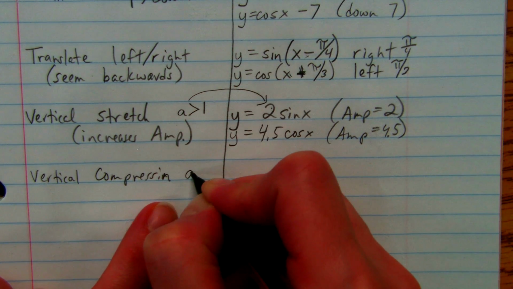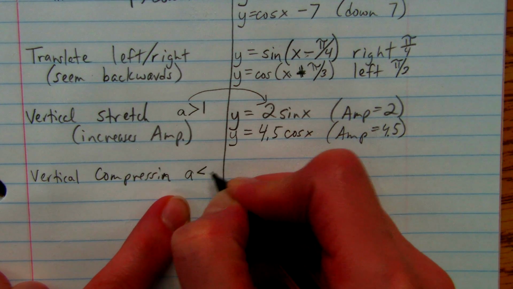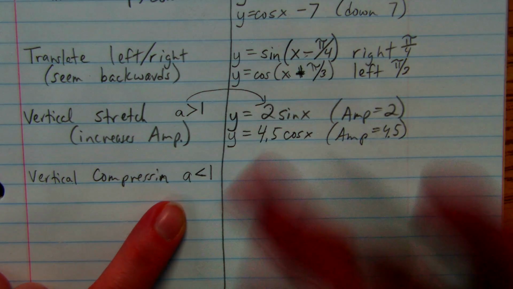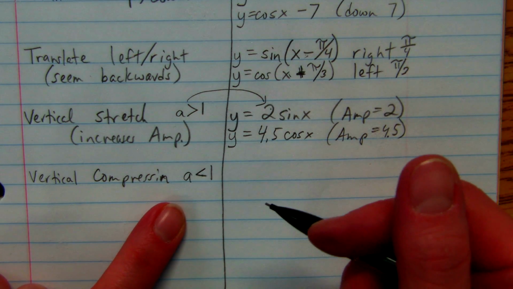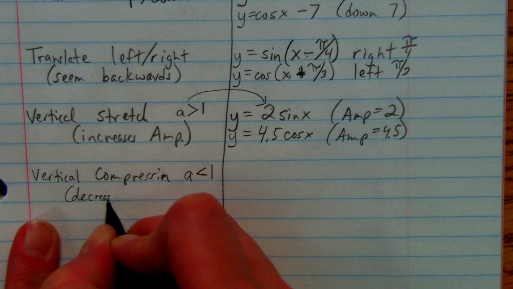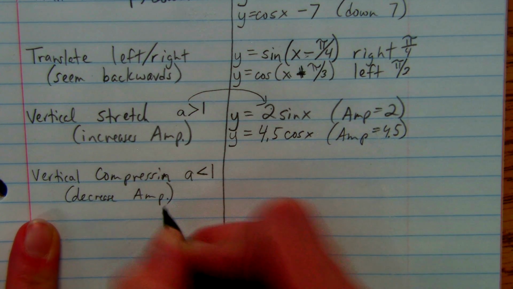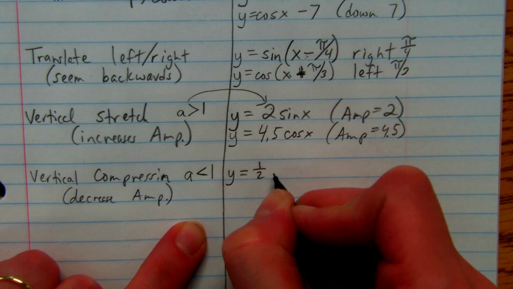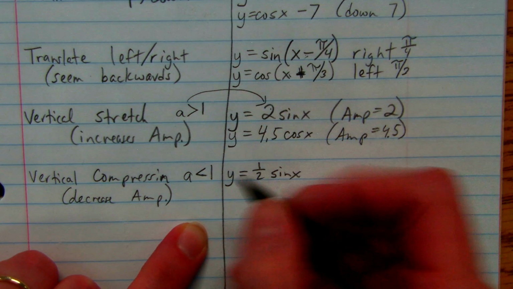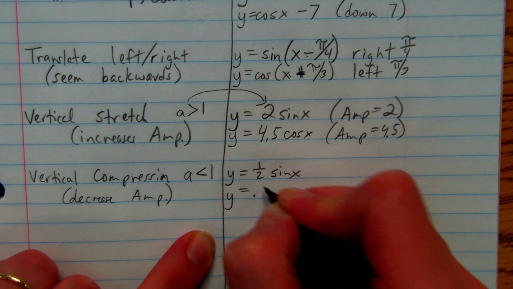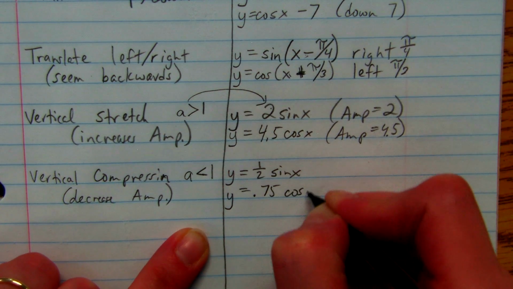Then you're going to use an A that is less than 1. So this would be like fractions, decimals, things that are like proper fractions, things that are less than 1. And this would decrease your amplitude. So things like y equals 1/2 sine x, and y equals, we'll say, 0.75 cosine x.